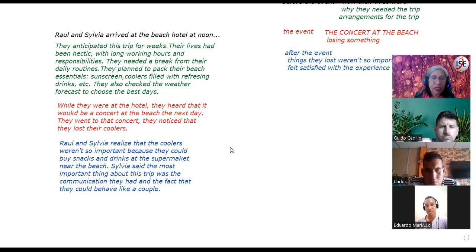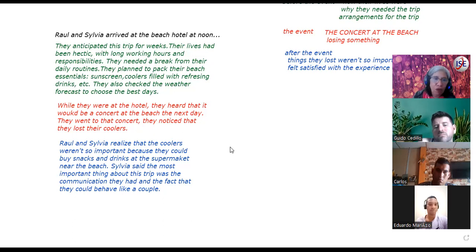Maybe the event can be a little bit longer. Say while they were at the hotel, they heard that there would be a concert at the beach the next day. The concert was from, I don't know, a rock band. They liked it, so they were very happy and decided to go to that concert. The concert was at night. The band played wonderfully. They enjoyed the music. They jumped, they sang. Maybe a little more description about the event would have been better.